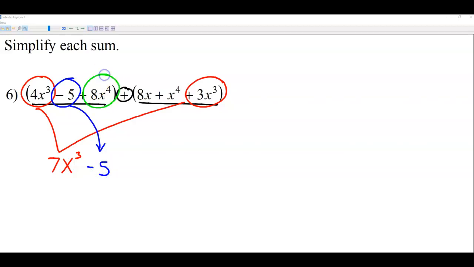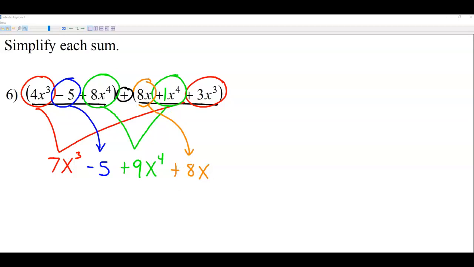Finally, we have the 8x to the 4th. That can be combined with this one. Notice that that one has no number in the front, but that just means it's a 1. So if we add 8x to the 4th to 1x to the 4th, 8 plus 1 makes 9x to the 4th. Finally, we have this guy here, but there's nothing that goes with that, so we'll just bring that down the way it is.